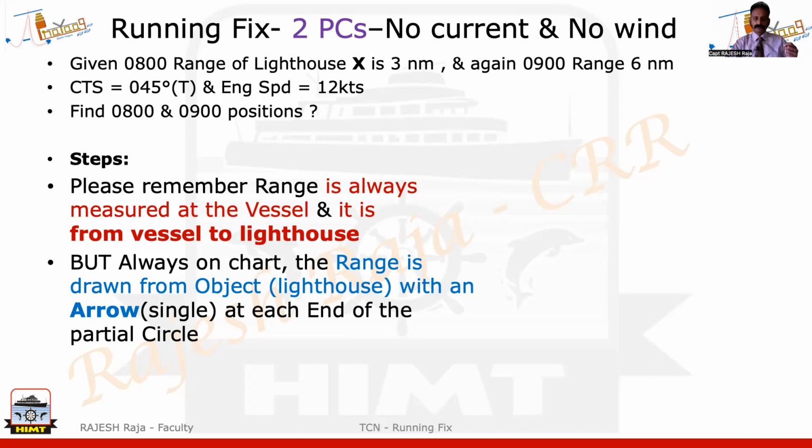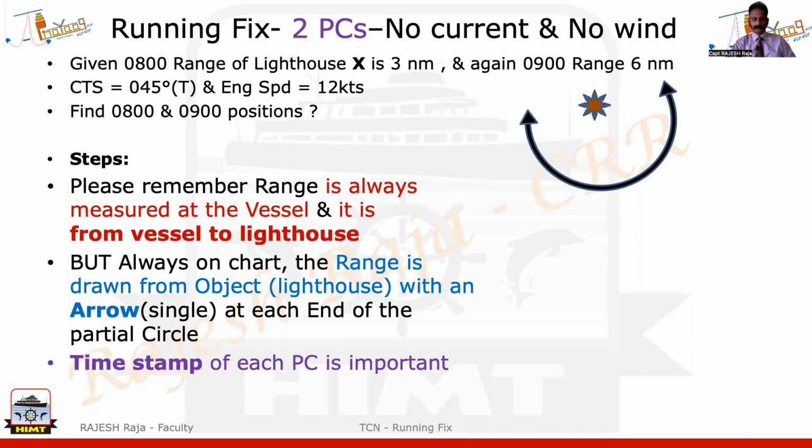So now what you will do is you will draw the circle from the object. And this circle need not be a full circle. It can be a partial circle also. If it is a partial circle, please follow the same principle of what we did in a position line. Wherever you stop the partial circle, please put a single arrow at both the ends. So I'm going to show you how to do it. So let us say this was a lighthouse. This is your first position circle of 3 nautical miles. Mark single arrow. Please put the timestamp. It is important. Otherwise, you will be confused.